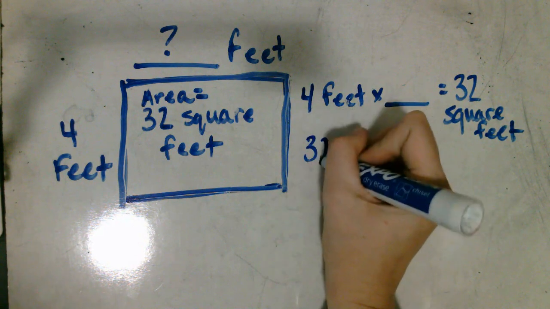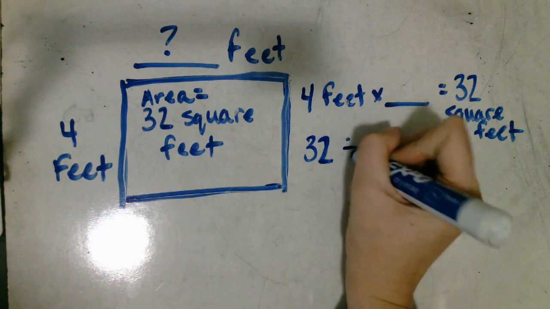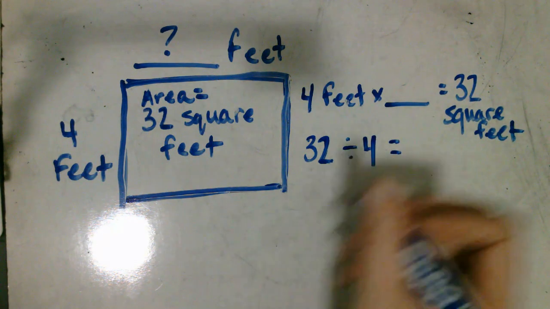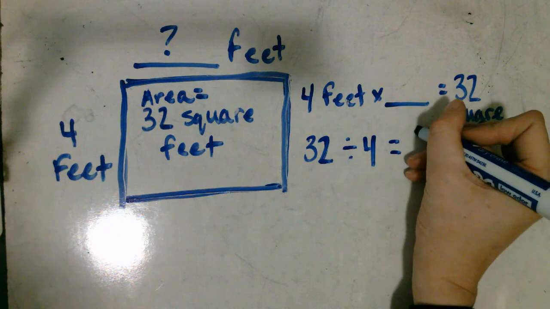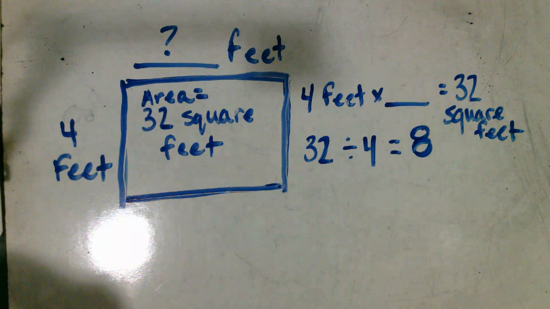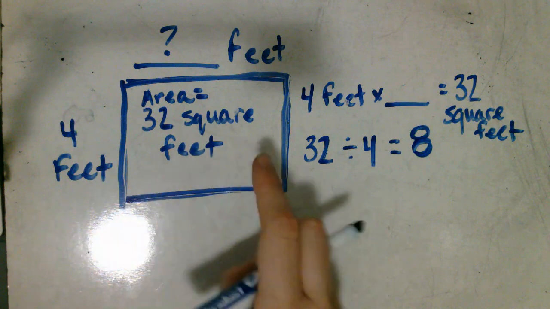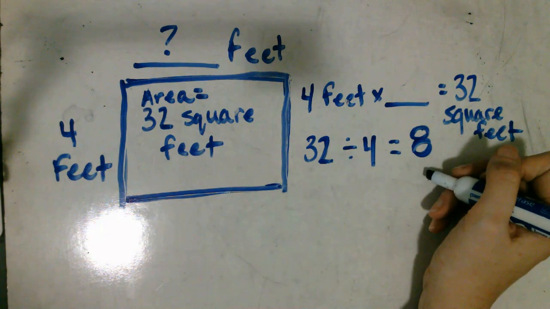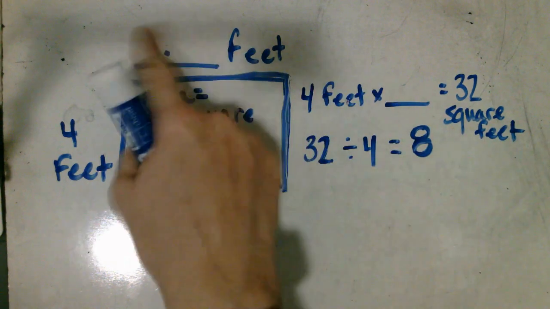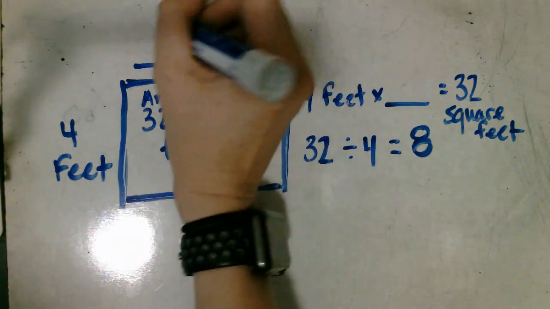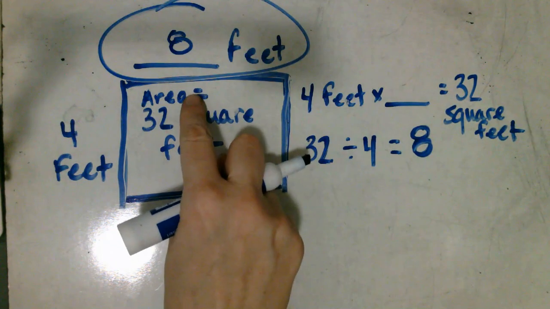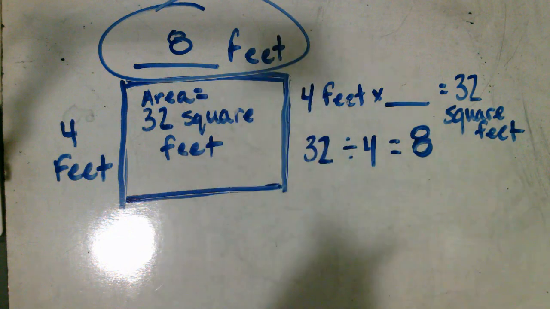So let's take our 32 and divide it by 4. 32 divided by 4 is, call it out, 8. Nicely done. So the width of Theo's banner is 8. But is it just 8, or are we missing something? That's right, we're missing our unit. The width of Theo's banner is going to be 8 feet in total.